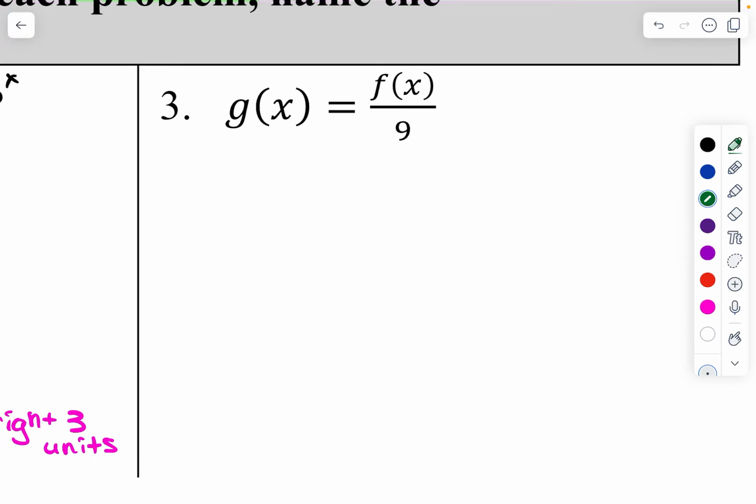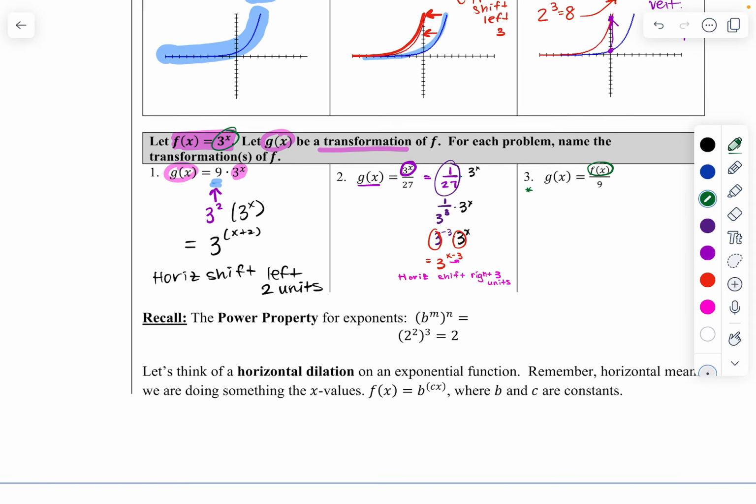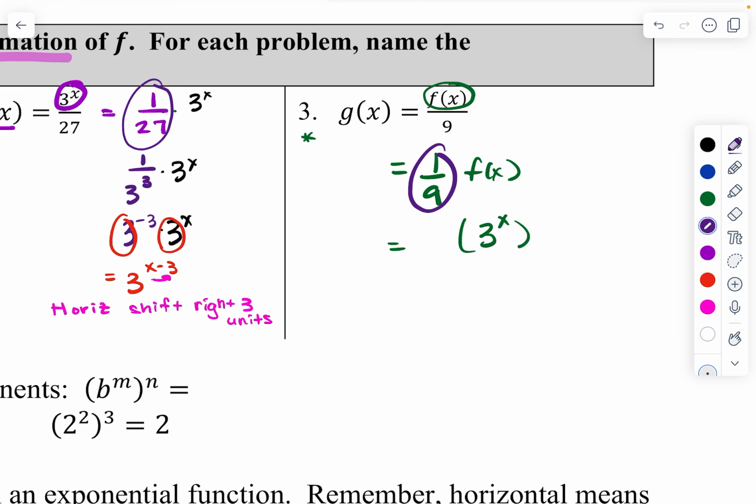All right, let's see what we got. So hopefully you got the same thing as me. So again, remember, what did they say f of x was? F of x is just 3 to the x, but let's just keep that in mind. But that's like saying, hey, divided by 9 is like saying 1/9 times f of x. Well, I remember that f of x is just 3 to the x. So my goal is I want to write this as a power of some sort of 3. So I know 1/9 can be written as 1 over 3 squared.